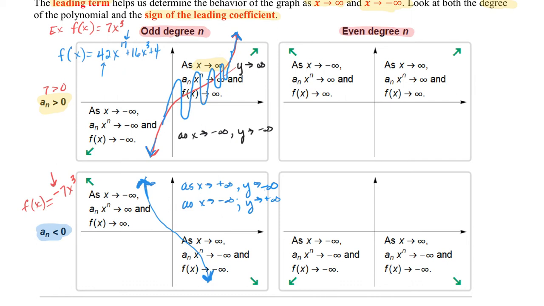So the most common even degree polynomial that we work with is a quadratic. Okay, so let's not choose something more difficult. Let's choose something that's easy for us to understand. So let's assume I have a quadratic. I should probably include f of x in here. Okay, so f of x equals 2x squared.